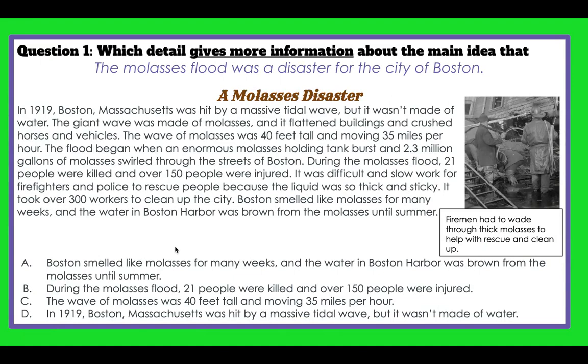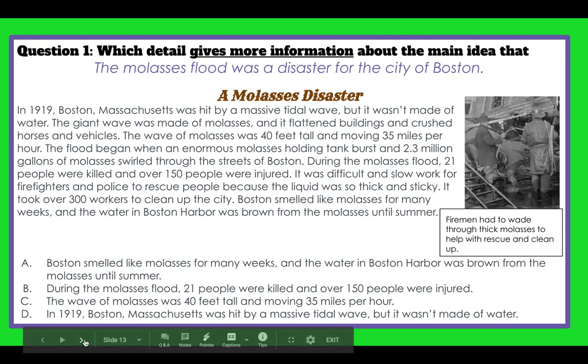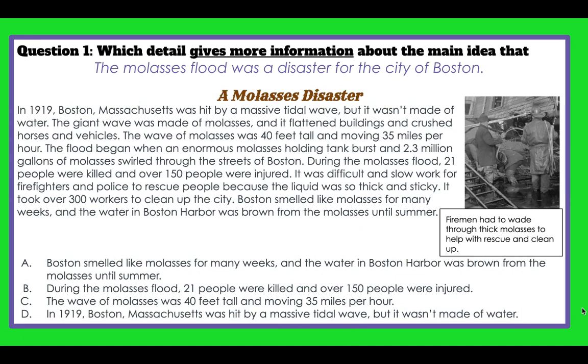First one, it's called a molasses disaster. Question 1 says, which detail gives more information about the main idea that, so I'm giving you the main idea, the molasses flood was a disaster for the city of Boston? Read the paragraph and then write the letter of your answer. Pause if you need more time.